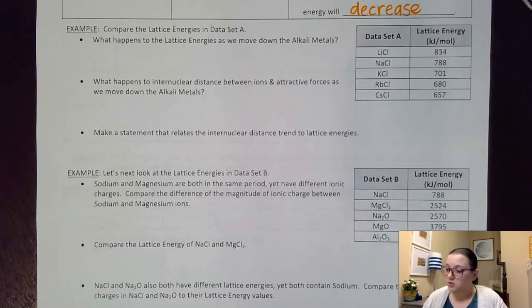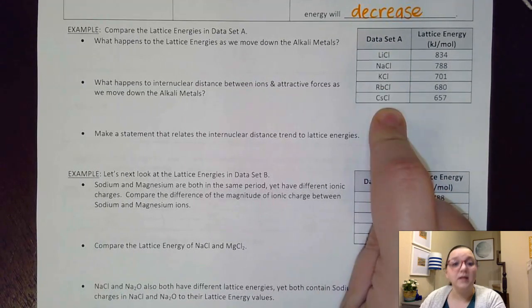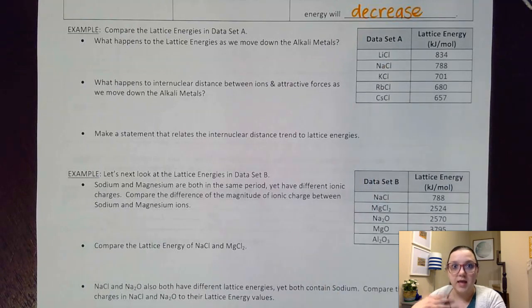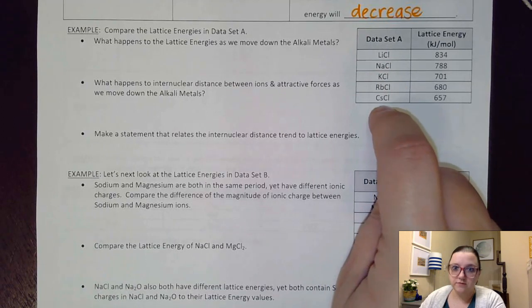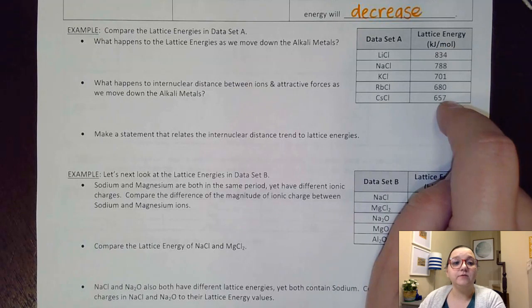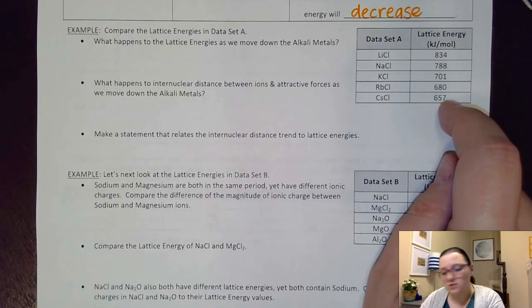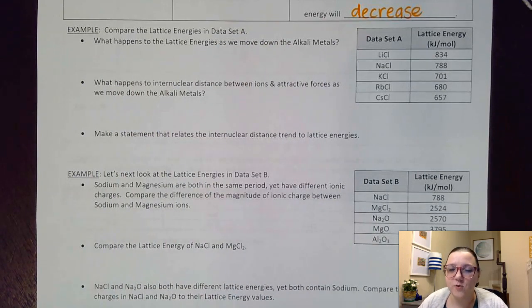So first, what I want you to do is there is a data set here for the group 1 chlorides. So all of them have chlorine in it, so the anion is going to be consistent, but you notice that all of them have a different group 1 metal in front of them. And you notice they all have different lattice energies. So what I want you to do is to pause this video and take just a moment and see if you can answer these first 3 questions.